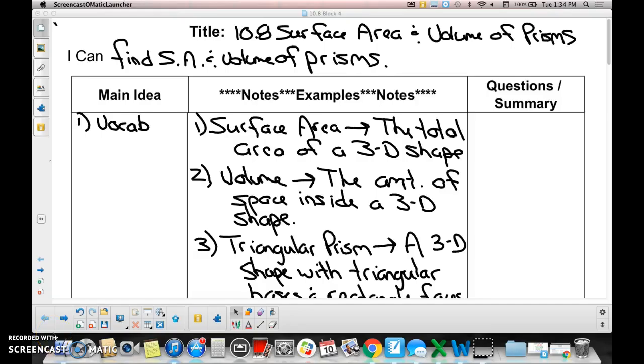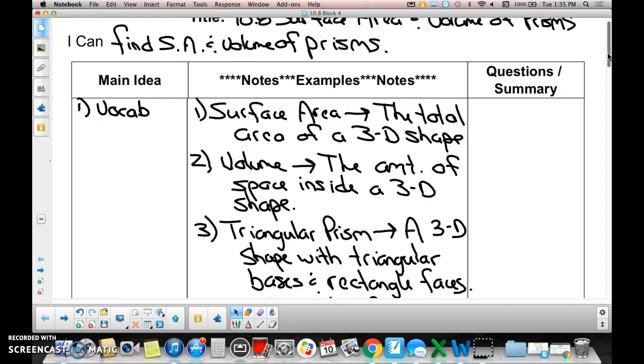10.8 surface area and the volume of prisms. I can find surface area and volume of prisms. Can you now find surface area and volume of prisms, Abe? Yeah. And you know what prisms are, right? Yep. Okay.